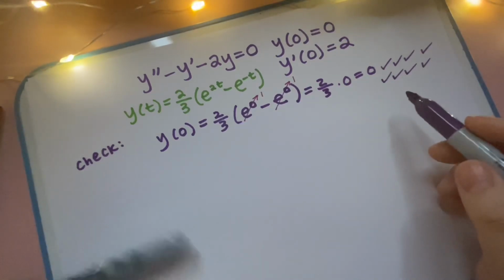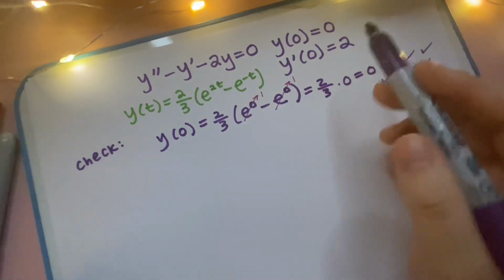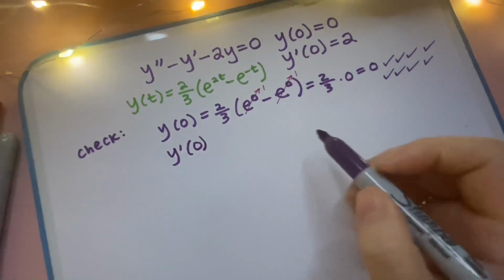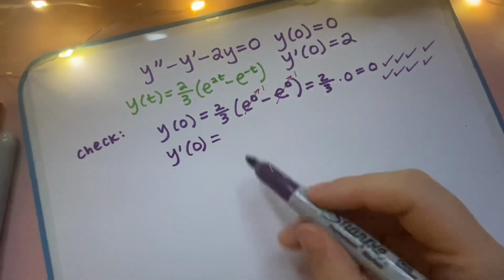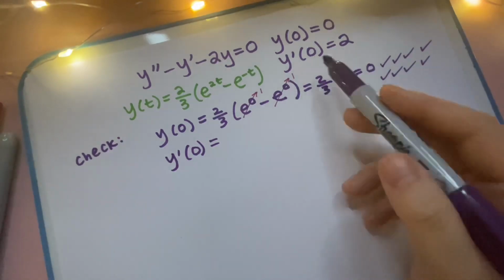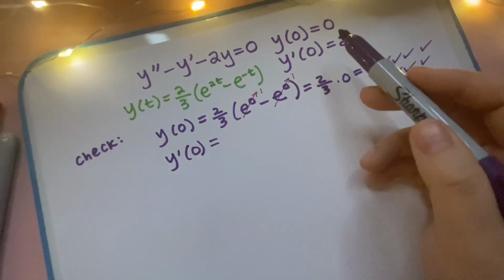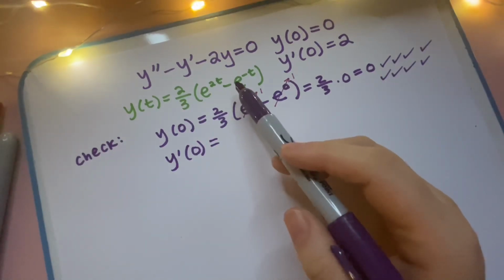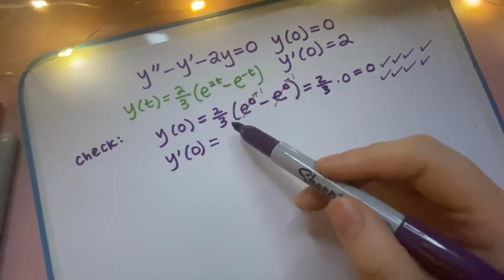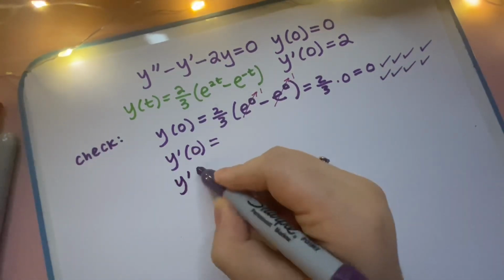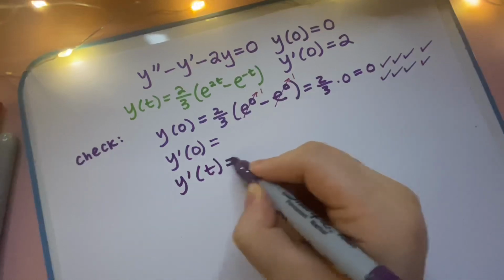So that's our y of 0 is 0. Then when we want to check y prime of 0, I can't just do this straight away. What I have to do is, this means to take the first derivative of y with respect to time, and then we put the 0 into that function. So I'll leave this blank, but I do need to do y prime of t first.